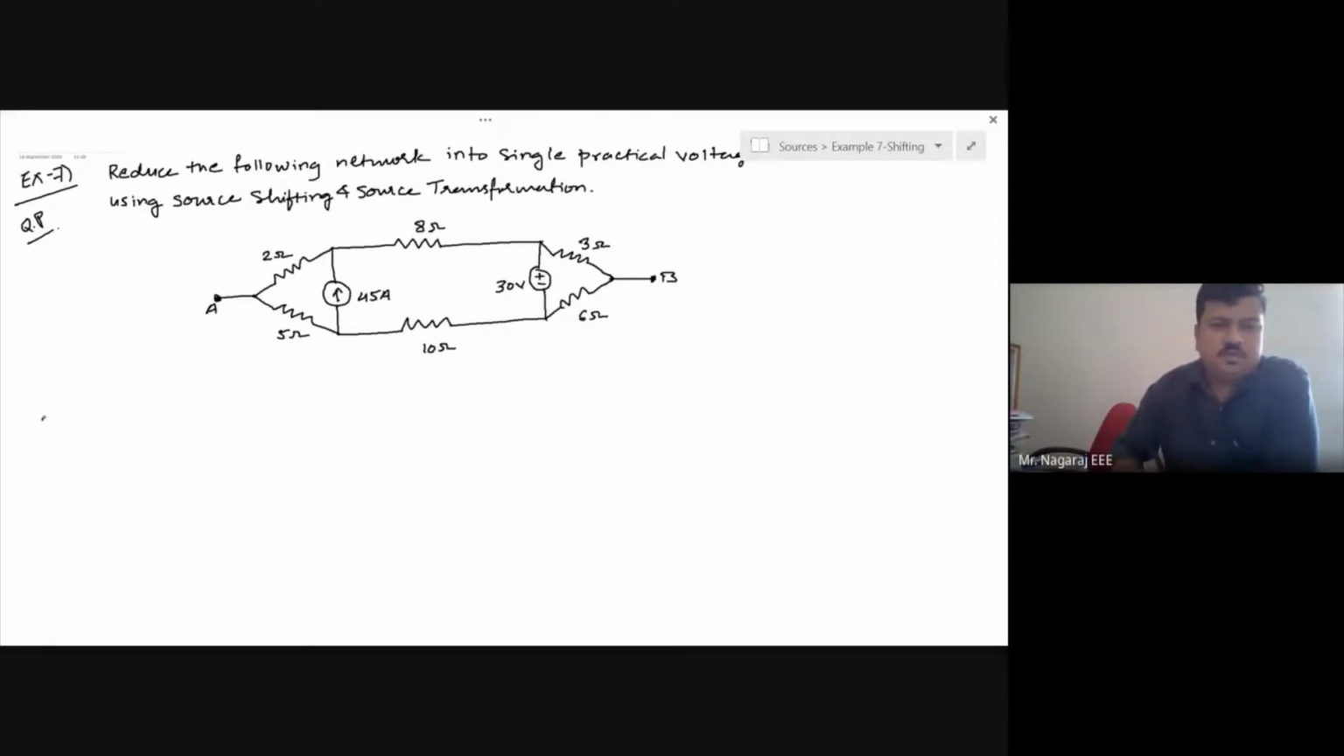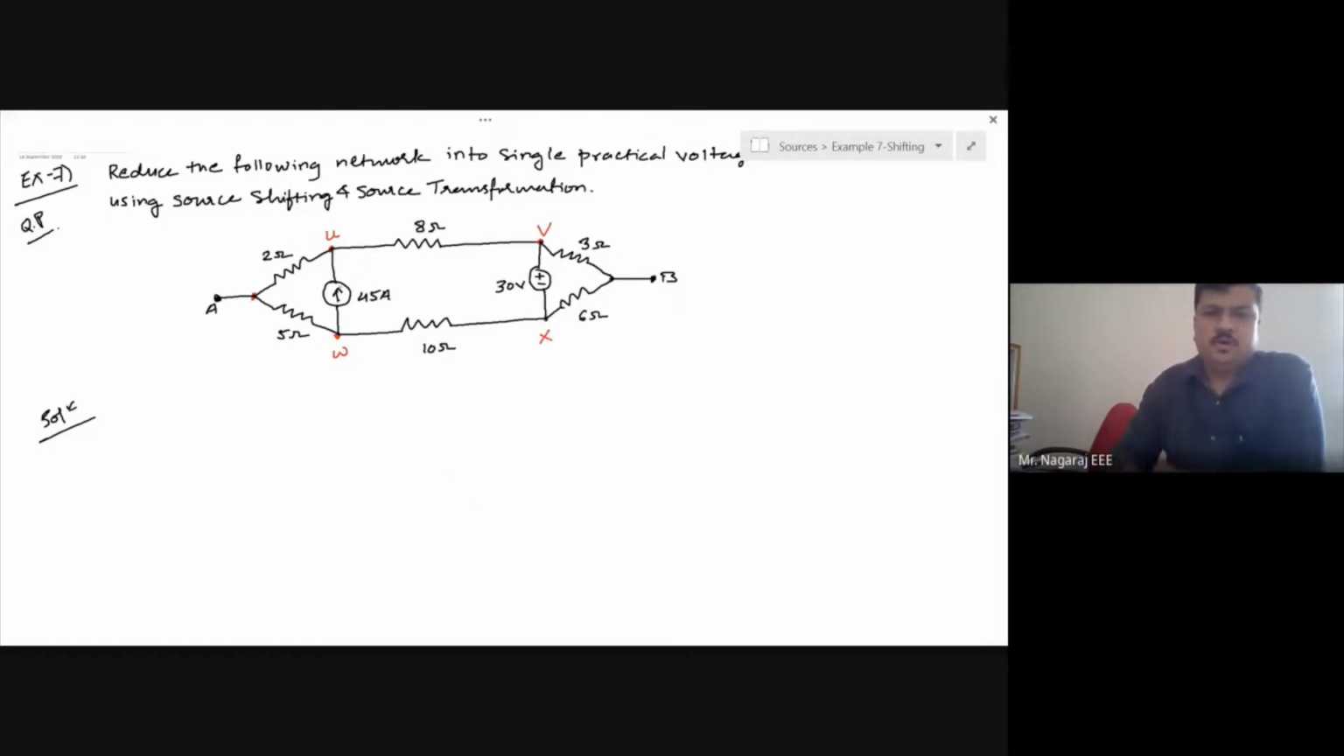Now we'll solve it. Solution. At first, let me name the nodes. It will be easy for us to recognize the things. This is terminal A. Let me note these as U, V, W, and X. Because A and V are already there, I just want to take different names. That is the reason.